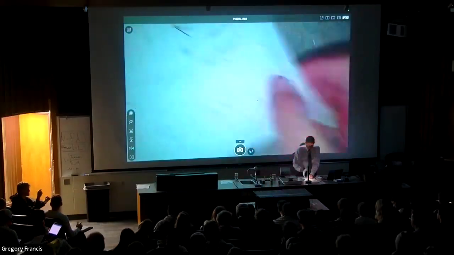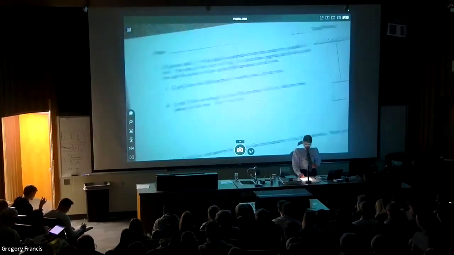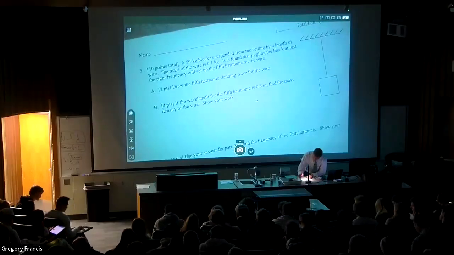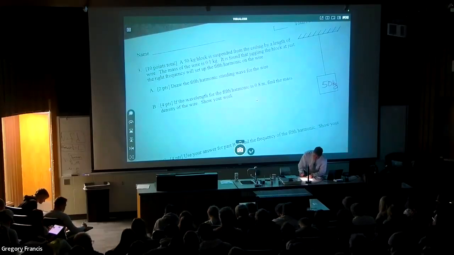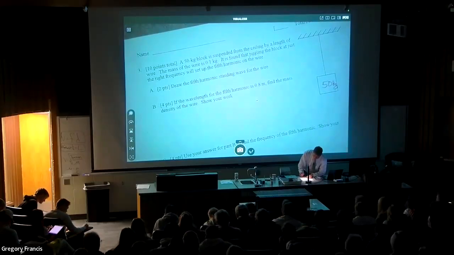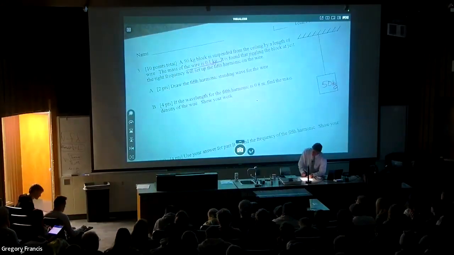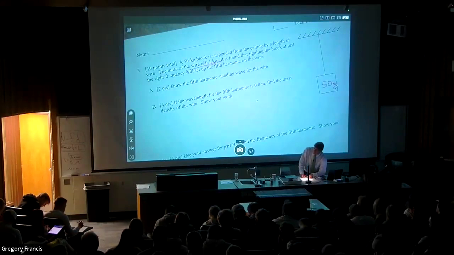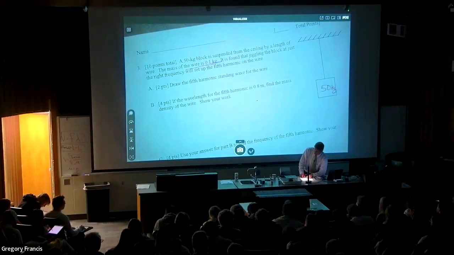Okay, let's turn this page over. In this problem, we have a 50-kilogram block suspended from the ceiling by a length of wire. We know the mass of the wire is 0.1 kilograms, but we don't know the length of it. We find that if we jiggle the block at just the right frequency, we can set up the fifth harmonic, and we're first of all asked to draw that fifth harmonic.